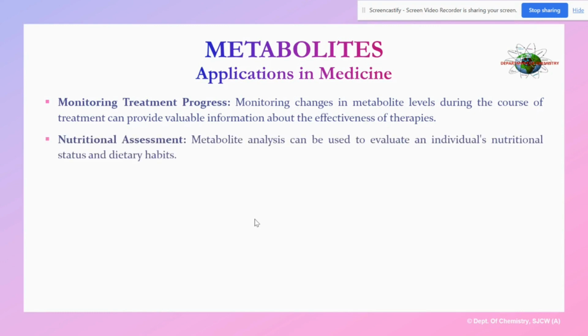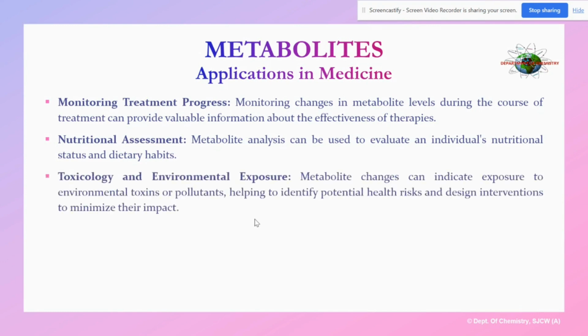Nutritional assessment. Metabolite analysis can be used to evaluate an individual's nutritional status and dietary habits, which are indirectly indicating the food from which they are derived or the nutrient from which they are derived. So, this concentration is indicative of the original concentration of the nutrient or the food.